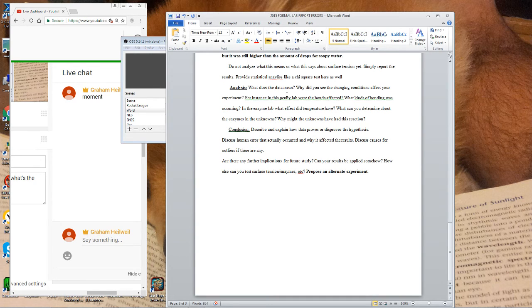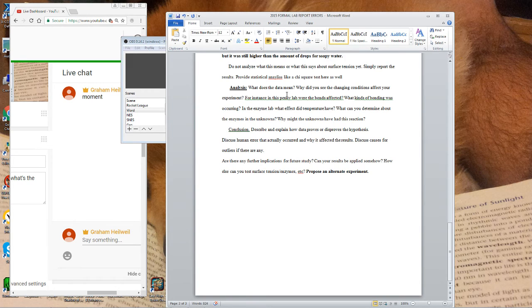A lot of people just for whatever reason seem to struggle with the analysis, and that's the biggest part. That's the meat of this. If every other section is 3 points, the analysis is like 6 or 8. The analysis is a big deal. And then you've got your conclusion. I'm just going to quickly go over that.